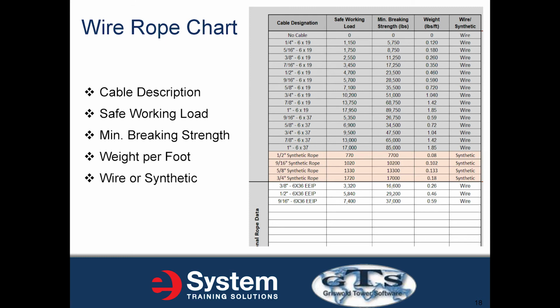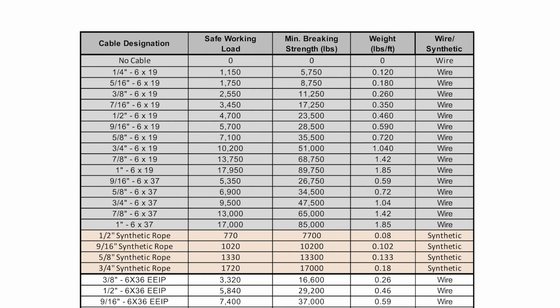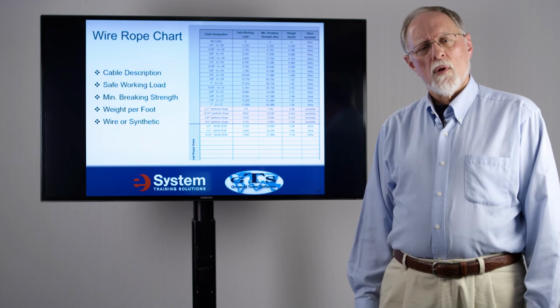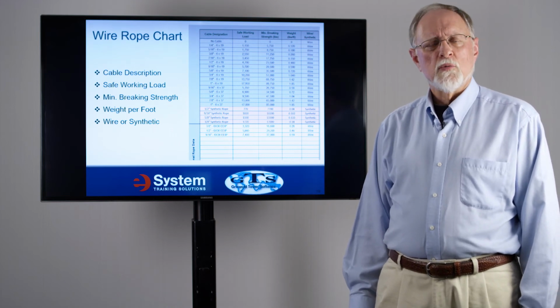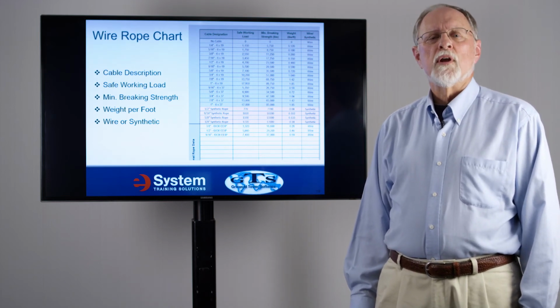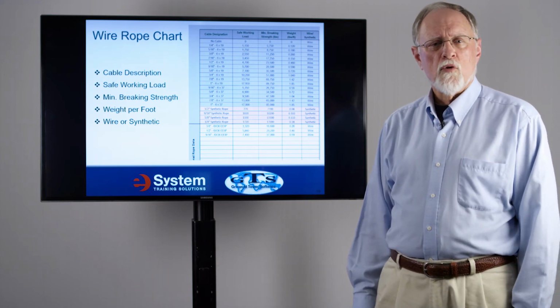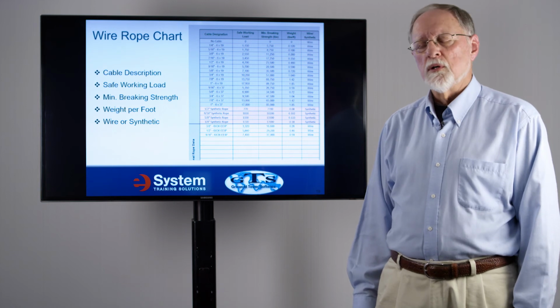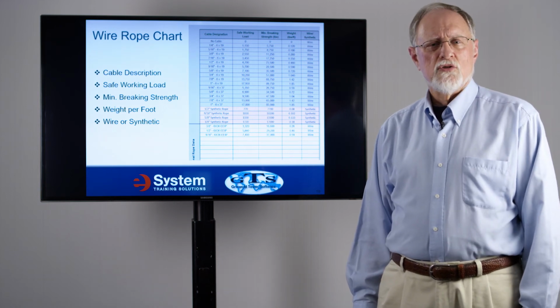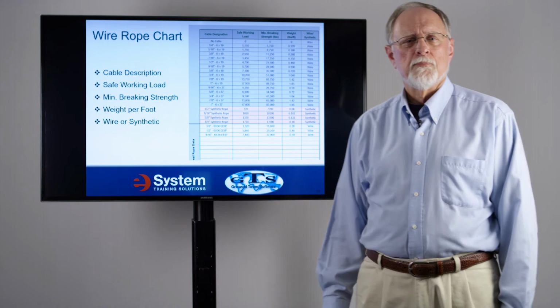Now let's talk about the wire rope chart. This is where you're going to have the cable description. You're going to talk about the safe working load, the minimum breaking strength, the weight per foot for each of the cables, and whether the wire or synthetic material is being used. Why would you want all this? Well, quite simply, this is where the program determines if you're putting too much load on a particular cable or on a particular hoist, and this is where it's coming up with the weights.